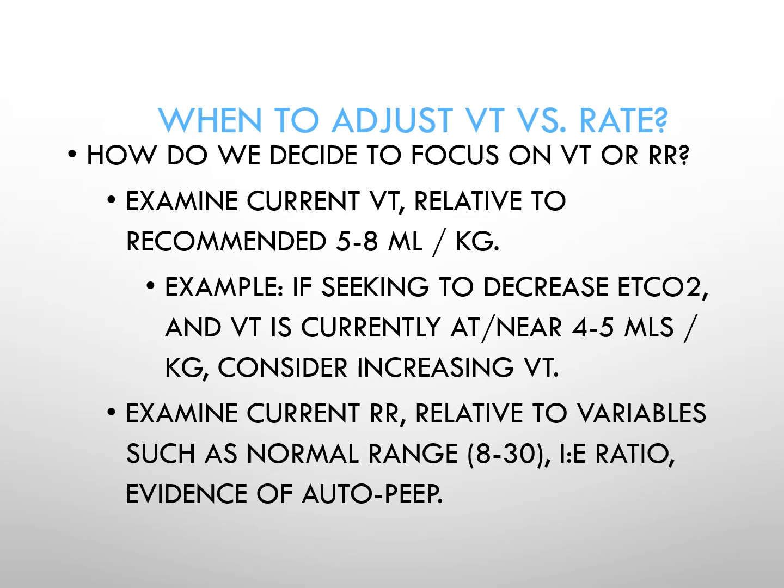So how do you actually know whether to target the tidal volume, or the VT, or the respiratory rate? Well, one of the keys is you should really examine the current tidal volume relative to the recommended range of 5 to 8 mLs per kg. So for example, if you're seeking to decrease the end-tidal CO2, but your tidal volume is currently already at the low end of that range, consider increasing the tidal volume, perhaps to 6 or 7 or 8 mLs per kg.